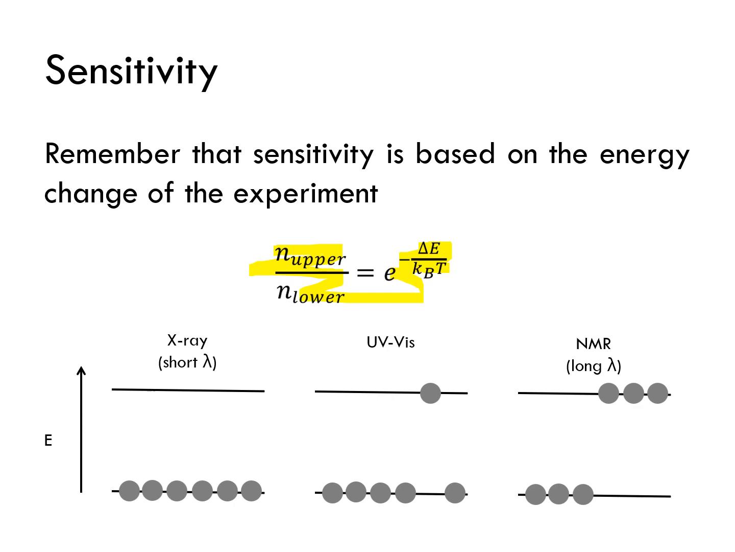So for short wavelengths, such as X-ray, that's going to be some pretty high energy. So we're going to get some pretty distinct patterning between the low and the high. And then if we look at something like NMR, which has long wavelength, we're going to have a smaller E, and therefore it's going to be a ratio that's pretty close to 1.